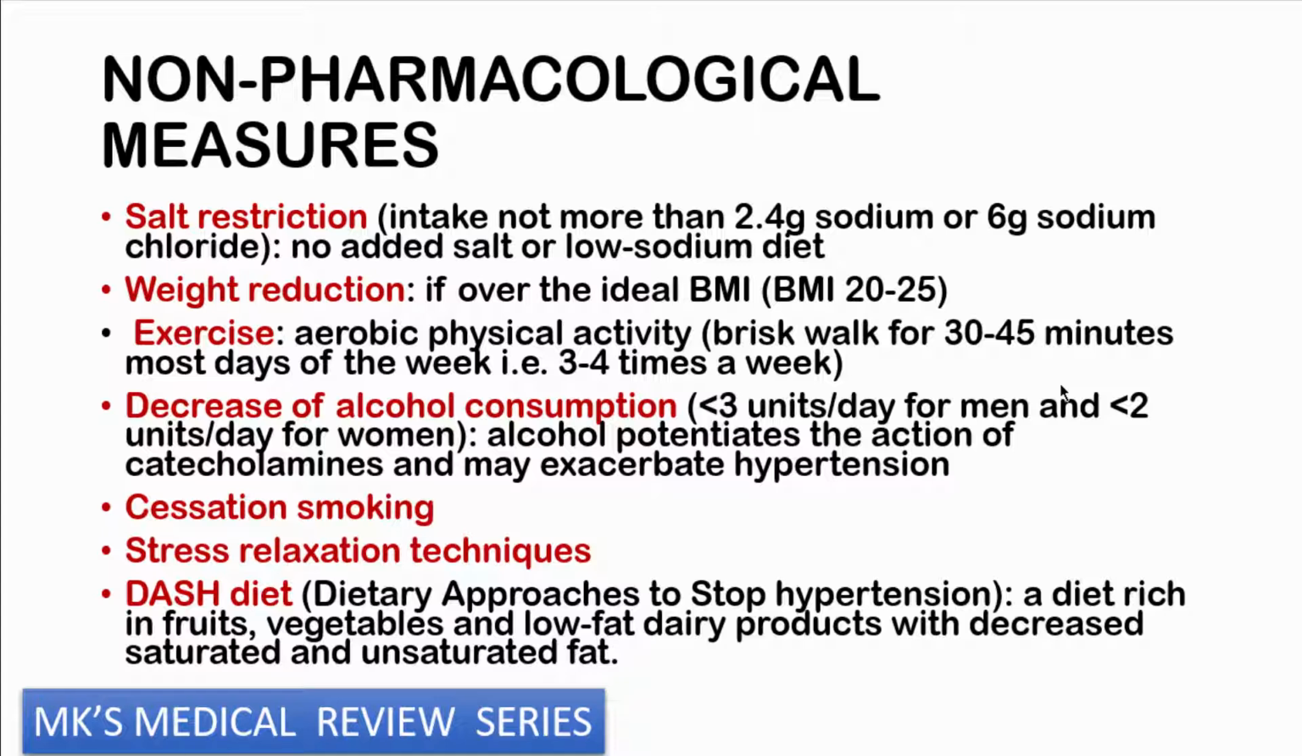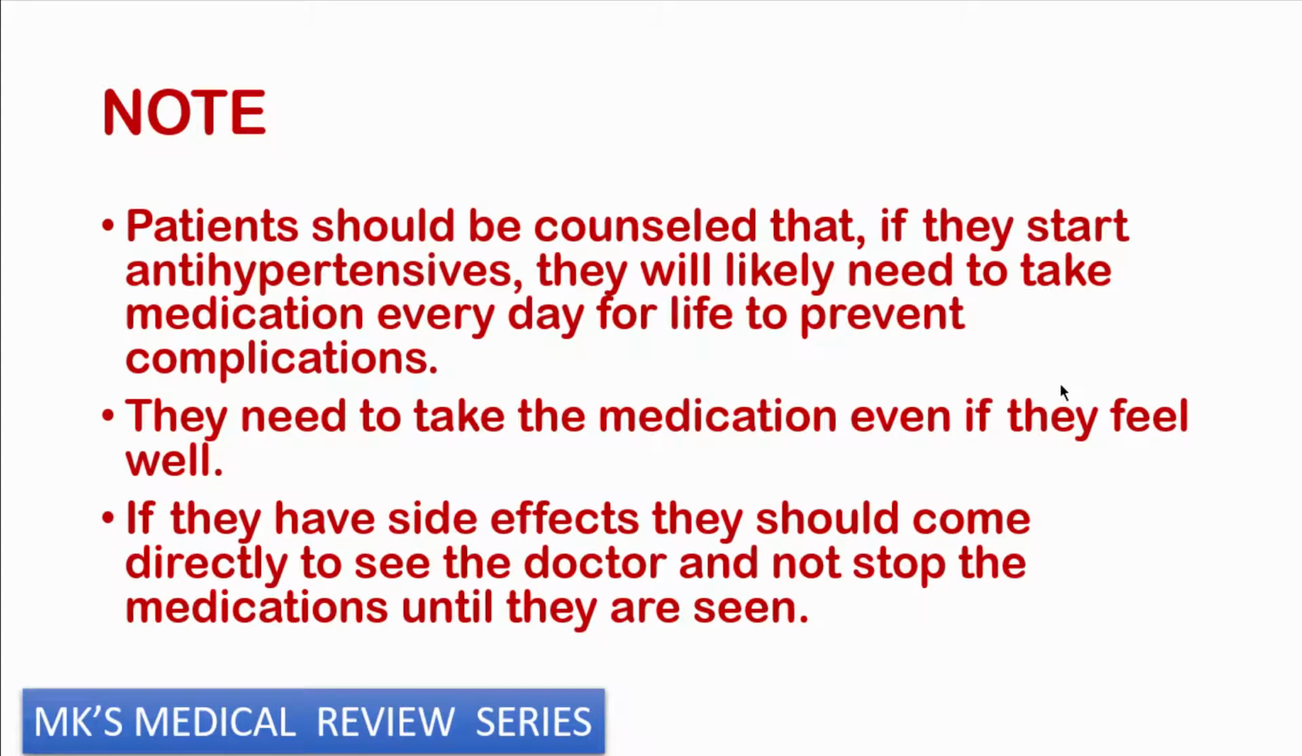And you tell them to also stop smoking if they are smoking. Then if they are stressed all the time, there are some stress relaxation techniques that they can take up. They may go to a massage parlor. They may go swimming, okay? They may go on a trip and just relax and loosen up. Then also advise them to have a DASH diet, which is dietary approaches to stop hypertension. So a diet that's going to be rich in fruits, vegetables, low-fat dairy products with decreased saturated as well as unsaturated fats.